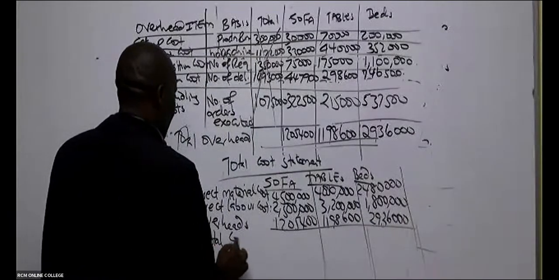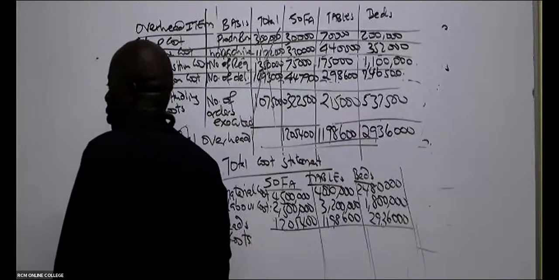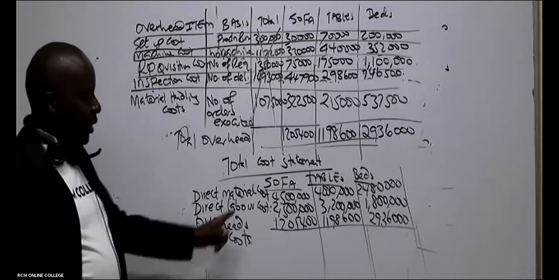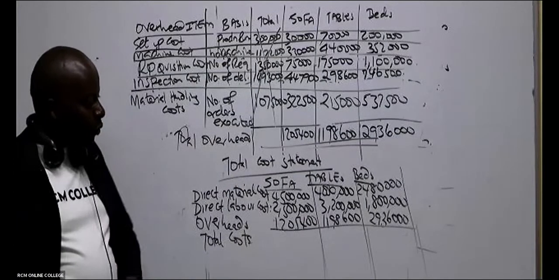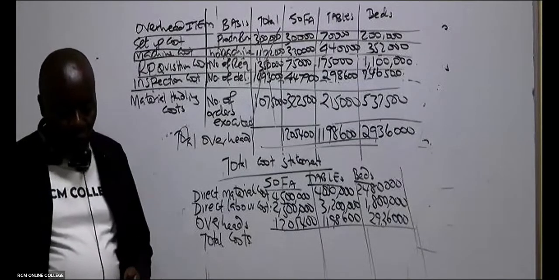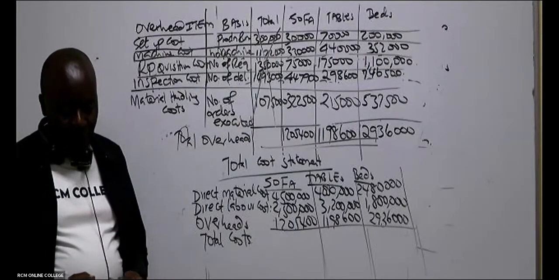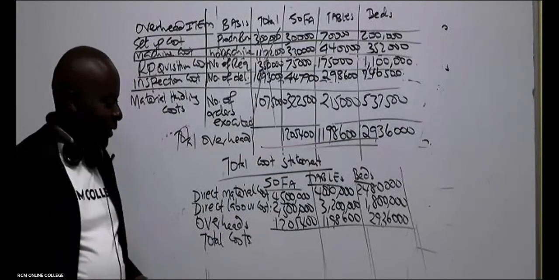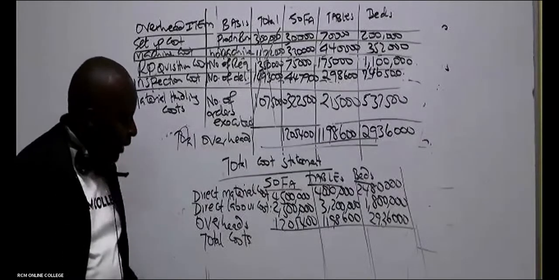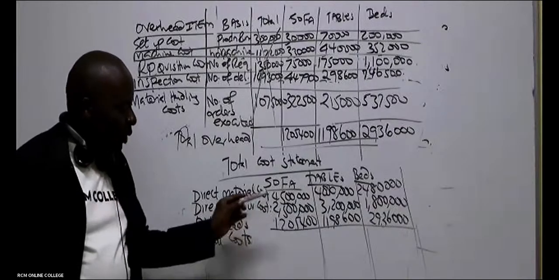Total costs. So total cost, what do we have? Total cost. So you add, in this case, for sofa. I'm waiting to hear from you. Felicitas is saying 1.8 million, but the first one is 4.5 million.